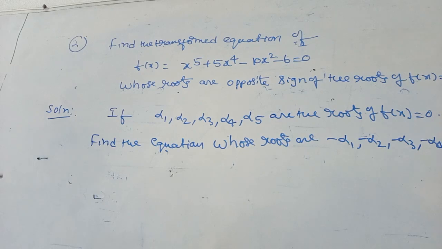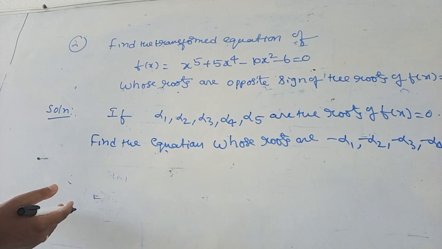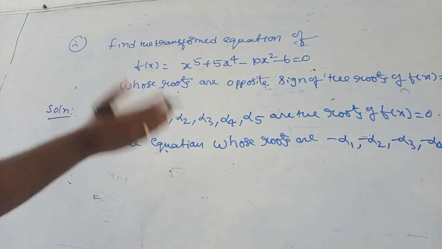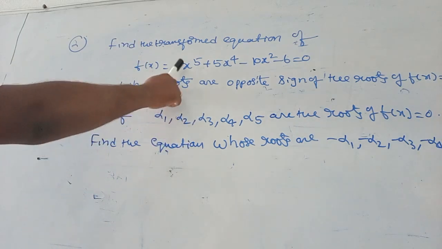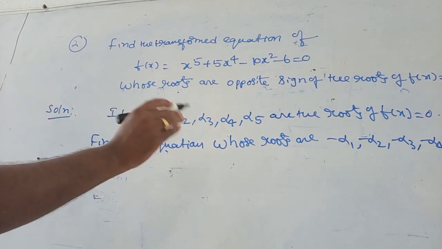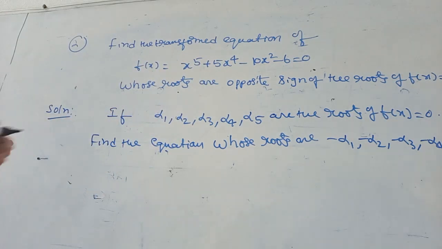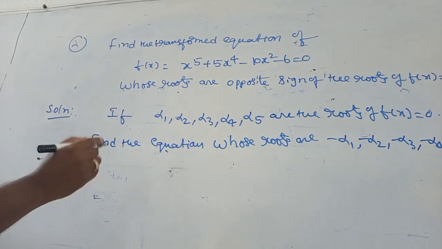Find the equation whose roots are minus alpha 1, minus alpha 2, minus alpha 3, minus alpha 4, minus alpha 5. This is the equation we need to find, whose roots are nothing but the negatives of the roots of this. That means we need to form the new transformed equation, whose roots are negatives of the roots of the original equation. The roots are equal in magnitude but opposite in sign.